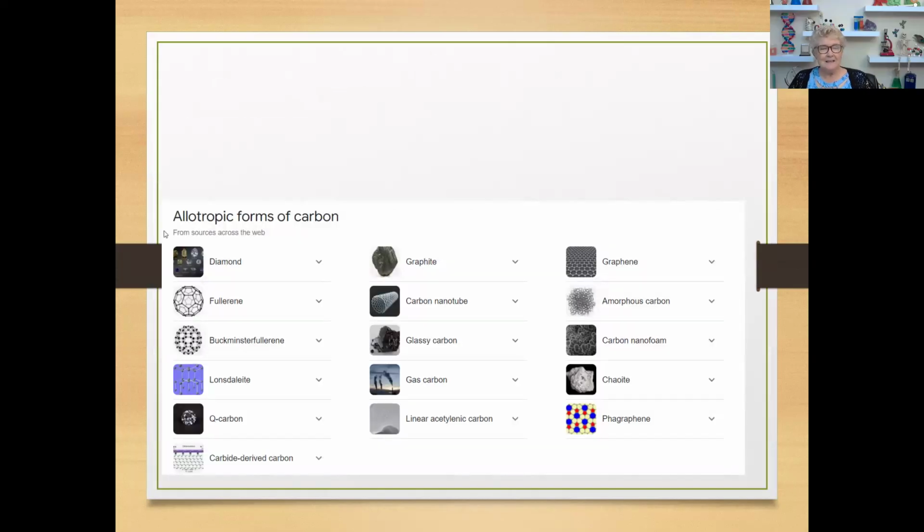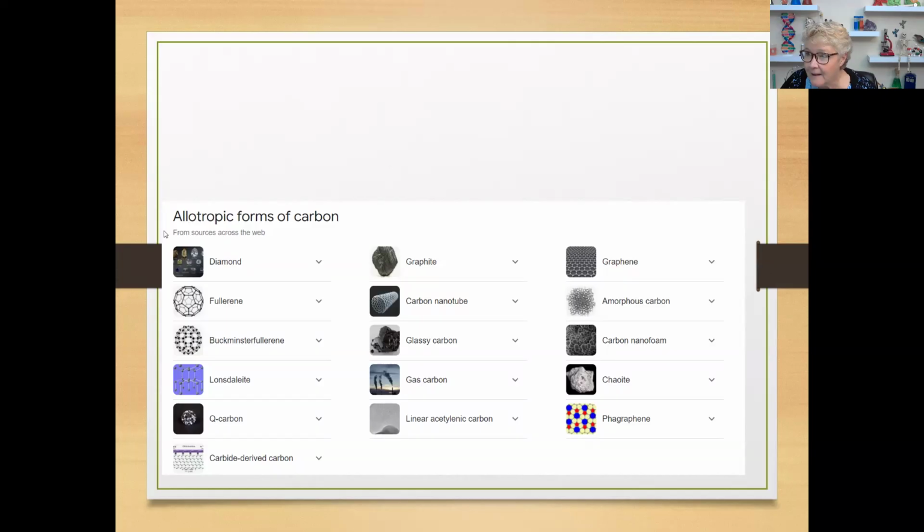So here you can see, I said there are as many as 500. There's just a few more that are more commonly known: diamond, fullerene, Buckminsterfullerene, Lonsdaleite. I'm not going to read all of those, but you can get an idea right there. So there's the graphene that Mason was talking about. Graphite apparently can turn into graphene. So I'm going to look that up, Mason.